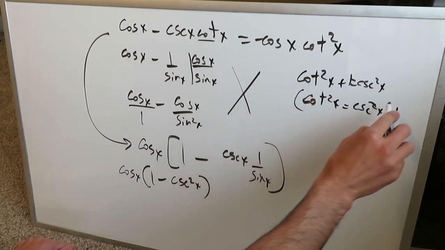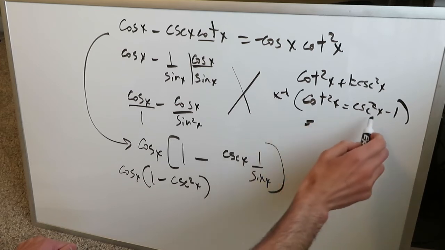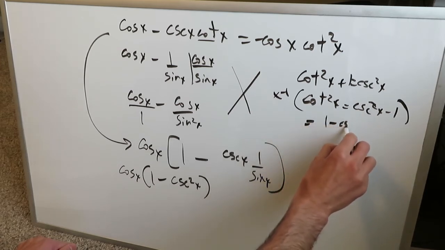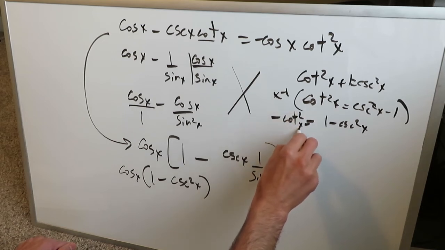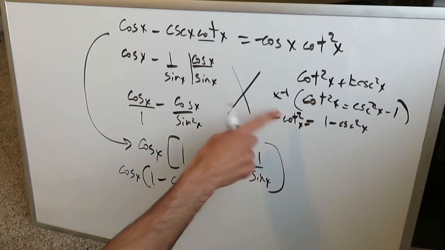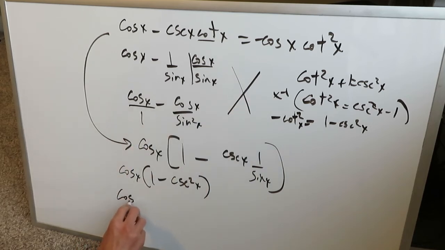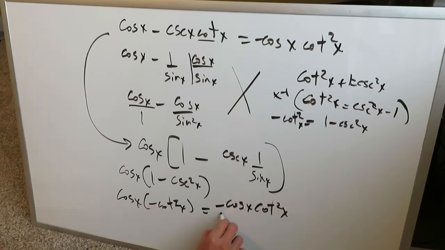But we see it here with a minus sign. If you multiply everything here by minus 1, you can flip this around and you get minus cosecant square x plus 1 equal to minus cotangent square x. So this will come right over here, a minus cotangent square x. You'll get cosine x times a minus cotangent square x, and that, when you open this up, will give you your final answer. You'll get a minus cosine x and a cotangent square x, and you'll be done.